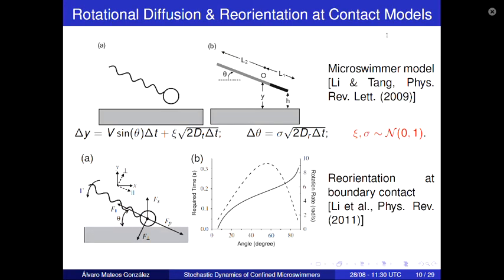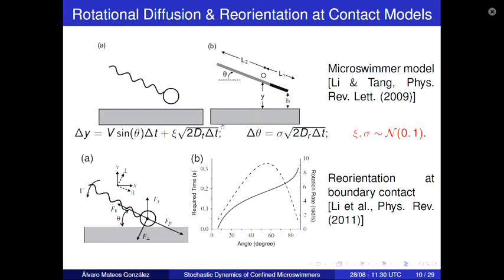Now, for the rotational diffusion and reorientation at contact models, we're going to follow the literature by Lee, Tang, and co-authors. They consider the microswimmer as some kind of rod, which is defined by the distance from the cover slip, y, and a swimming angle theta, as we've said previously. These equations, delta y and so on, are used for numerical simulations. That's why they're written in terms of increments. So these correspond to stochastic differential equations, of course, if you rewrite them. Psi and sigma are normally distributed random variables.